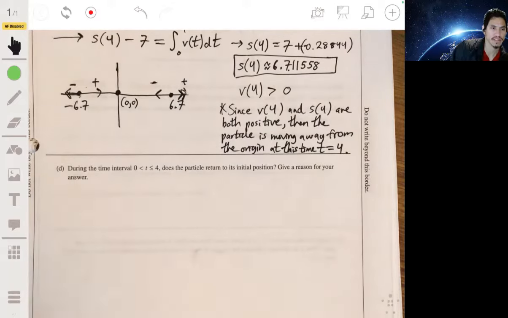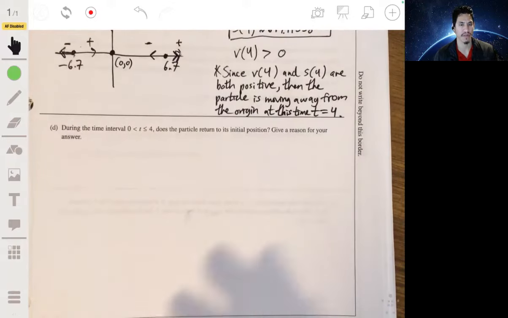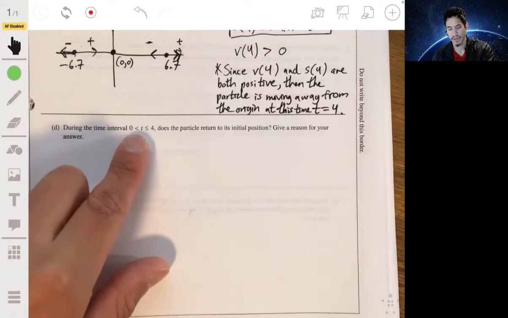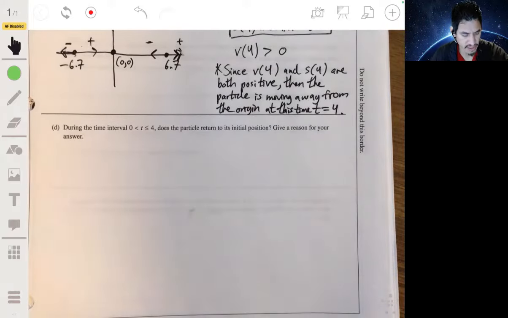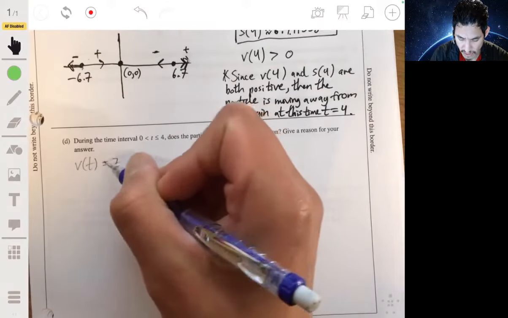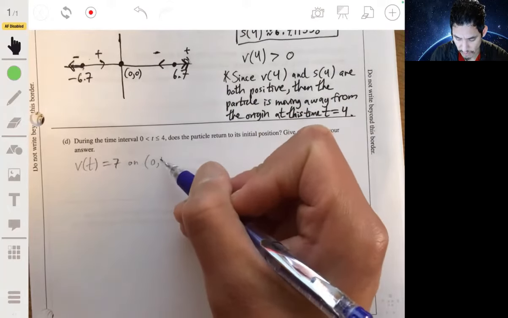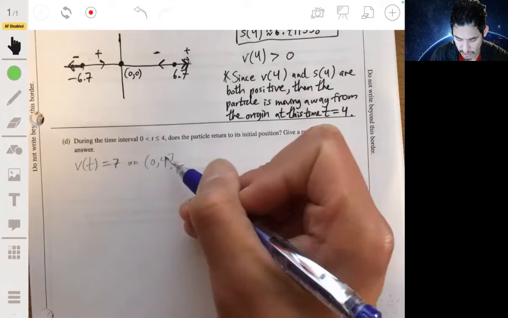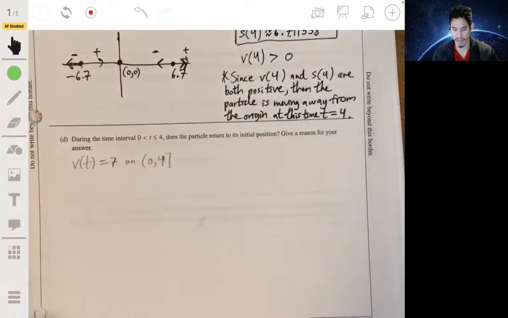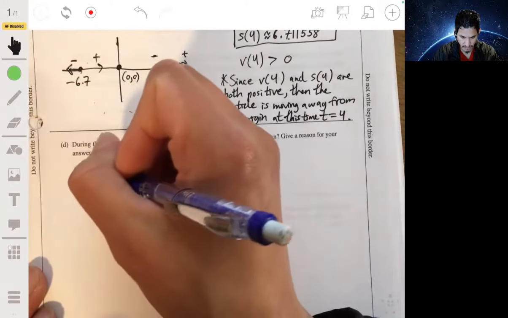Okay, so part D: during the time interval 0 to 4, does the particle return to its initial position? And give a reason for your answer. Essentially, we want to see if, during this time period, on the open interval, not including 0, but from 0 to 4, does it ever equal 7 again? No, this is wrong. Does s of t equal 7 ever again?